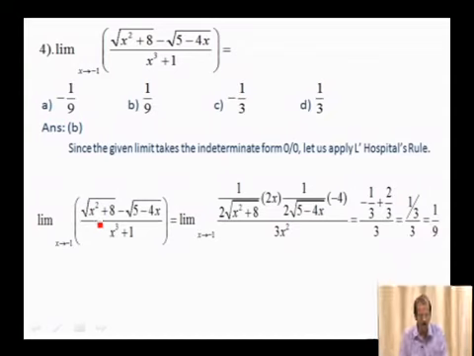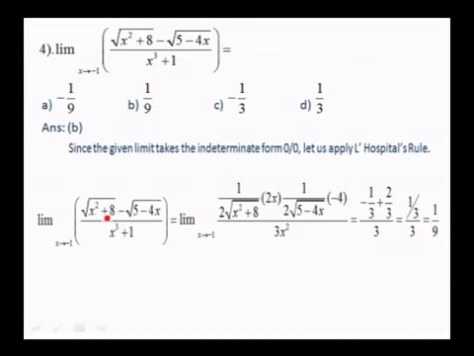Differentiate the numerator, because this takes the form 0/0, you can apply L'Hopital's rule. So 1/2 root x square plus 8 into 2x, differential of root of x square plus 8, 1/2 root x square plus 8 into 2x. So minus 1/2 root 5 minus 4x into minus 4. Now if you allow denominator x cube plus 1 gives 3x square.